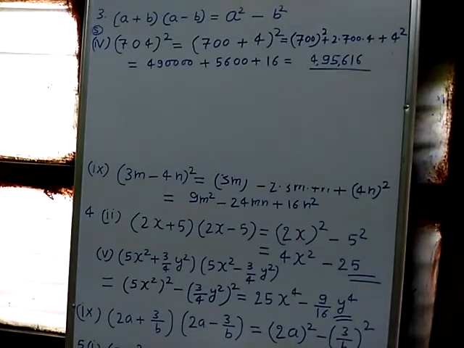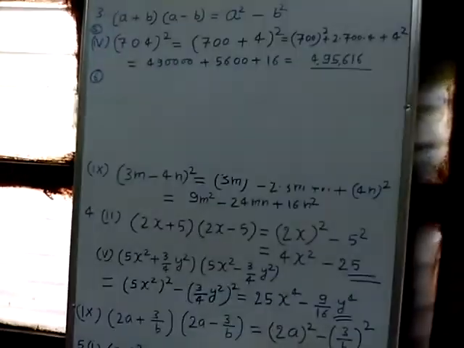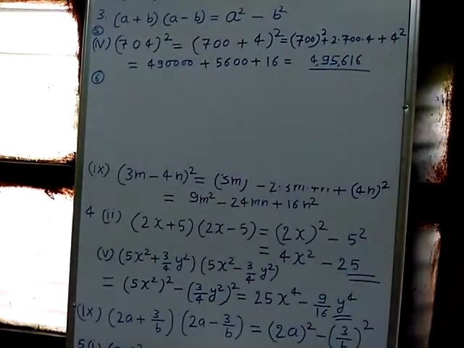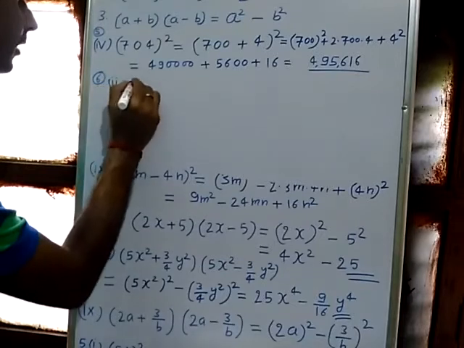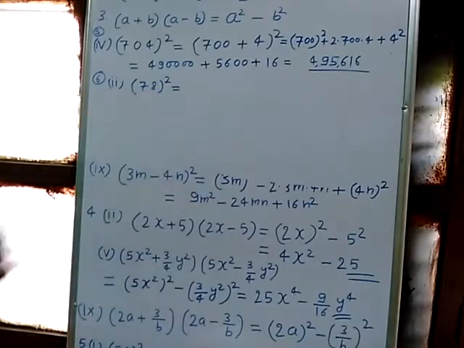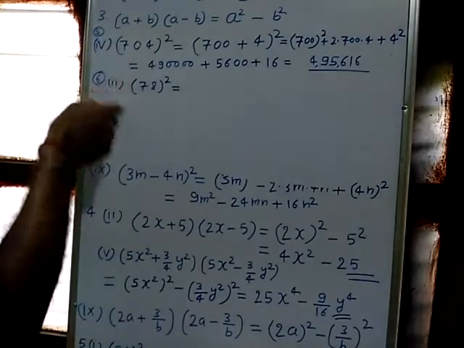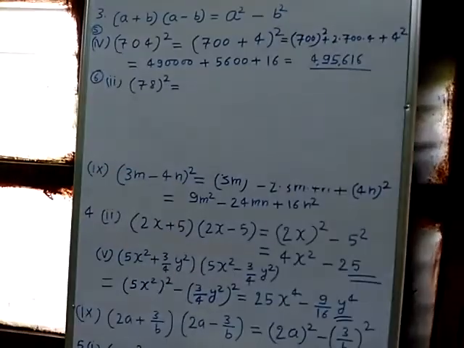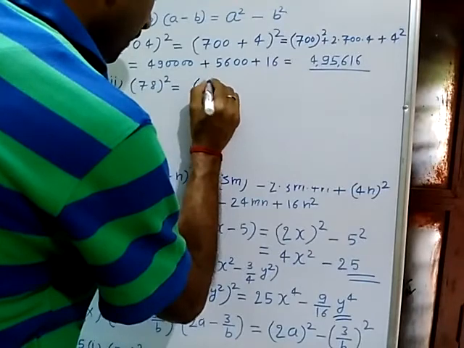Next, question number 6, its second part. Evaluate 78 the whole square. Find out the value of 78 the whole square. This can be written as 70 plus 8, and it also can be written as 80 minus 2. So easily you can solve using 80 minus 2.